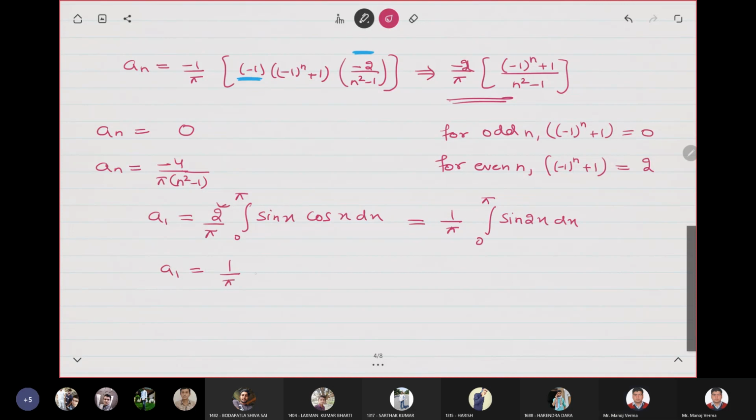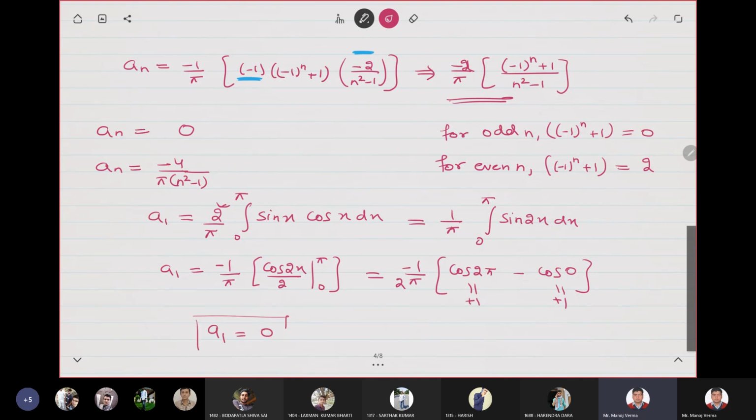1 over pi, a negative, because integration of sine x is minus cos x. Cos 2x divided by 2 in the limits pi to 0. So if I further insert the limits, I am taking the 2 outside. This will become cos 2 pi minus cos 0. Now the period of cos is 2 pi, so the value of cos 2 pi and cos 0 will essentially be same. So I can see this value of a1 is going to be 0.